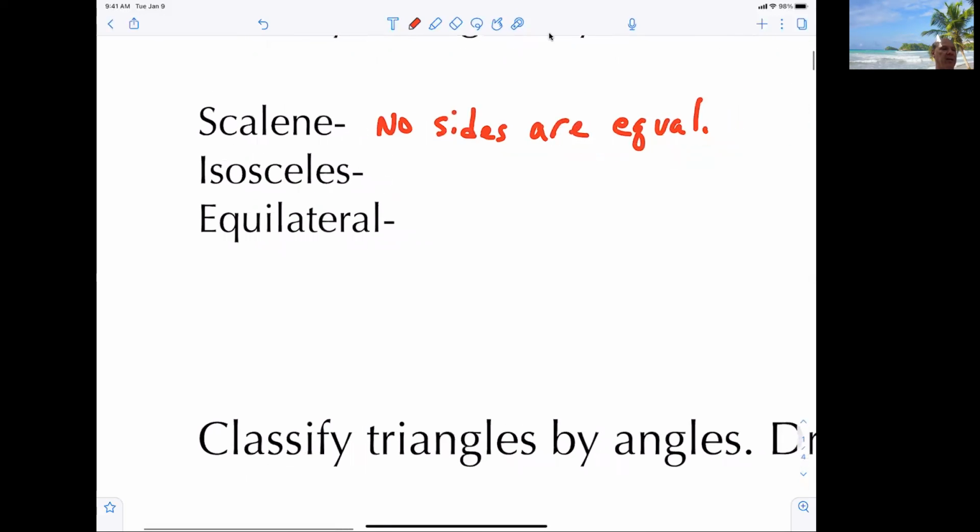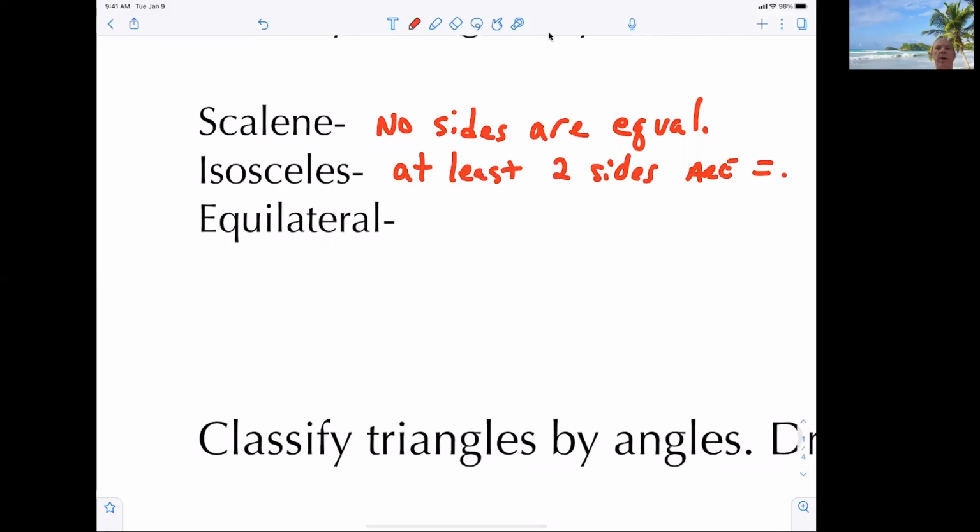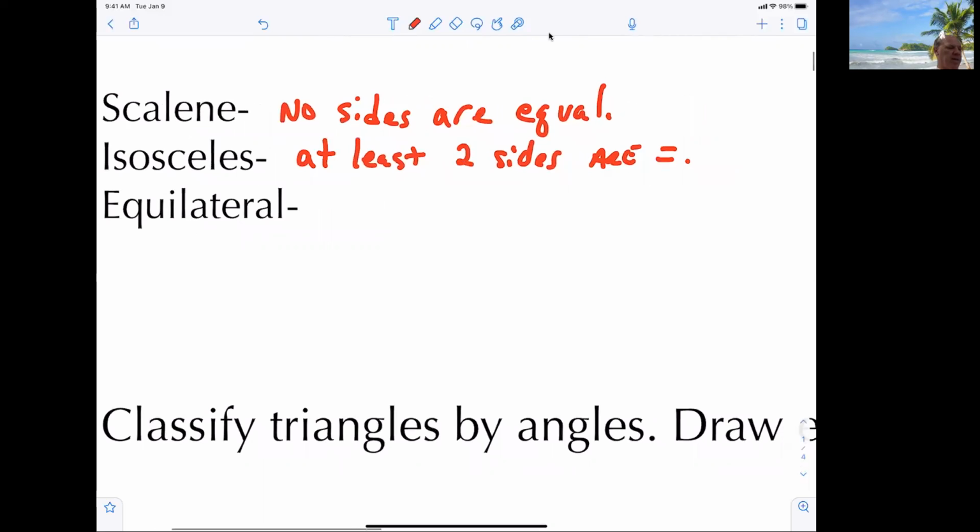Isosceles, I want everybody to write at least two sides are equal. At least two sides are equal. But for me, when I say isosceles, you can assume that I mean what? Two sides are equal. And then equilateral, what? All sides are equal.